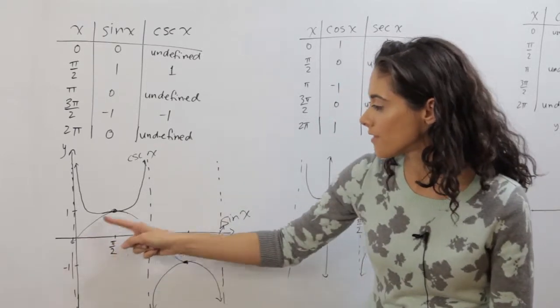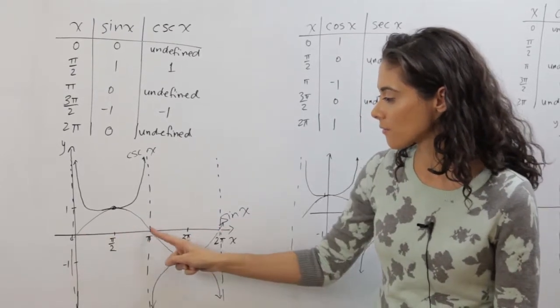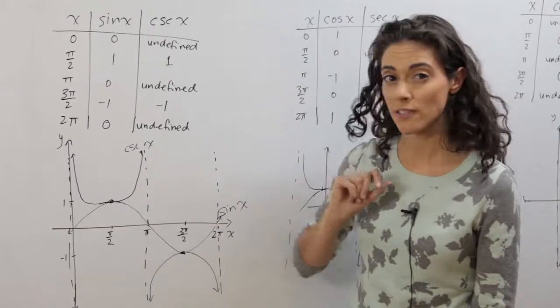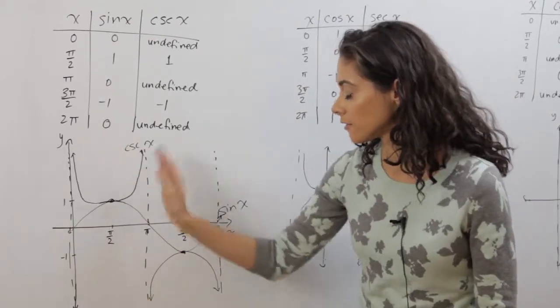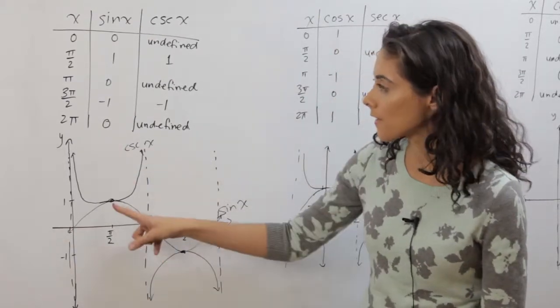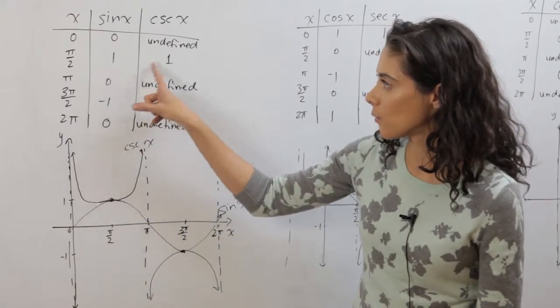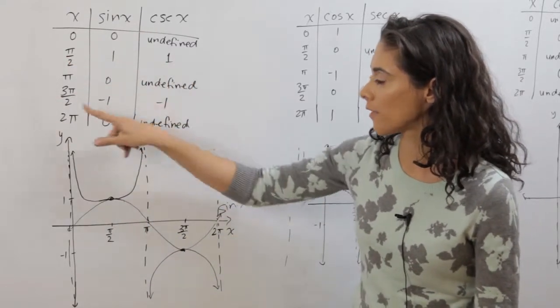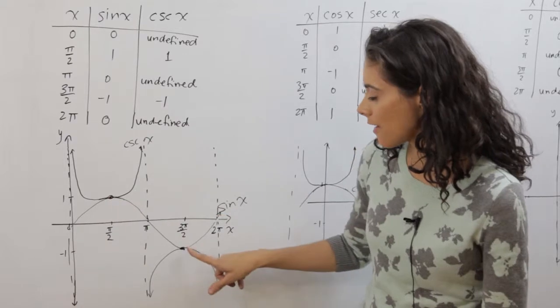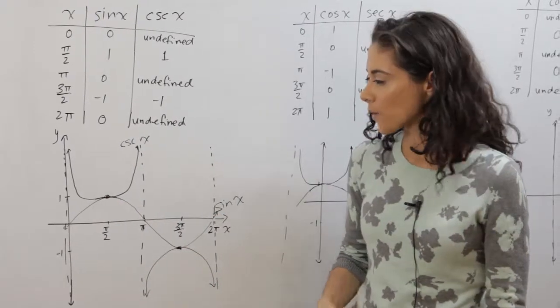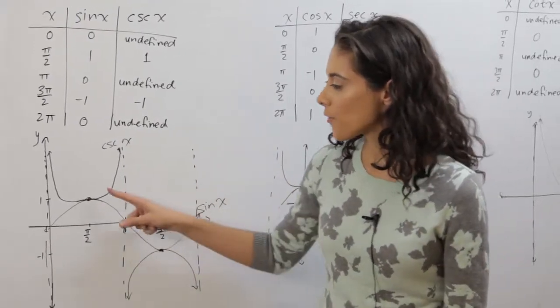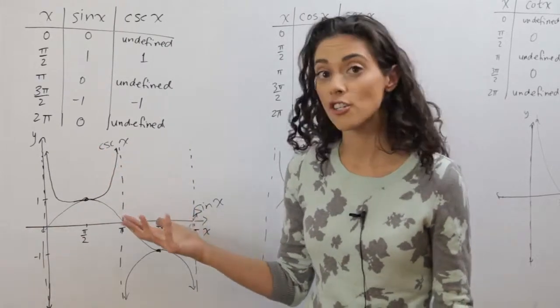Everywhere the graph of sine of x has zeros, the graph of cosecant of x is going to have vertical asymptotes. Now plotting the other 2 nice points, pi over 2, 1, and 3 pi over 2, -1, there and there, we can piece together what the rest of the graph looks like. We know that it has to approach the asymptotes. That's the definition of an asymptote.